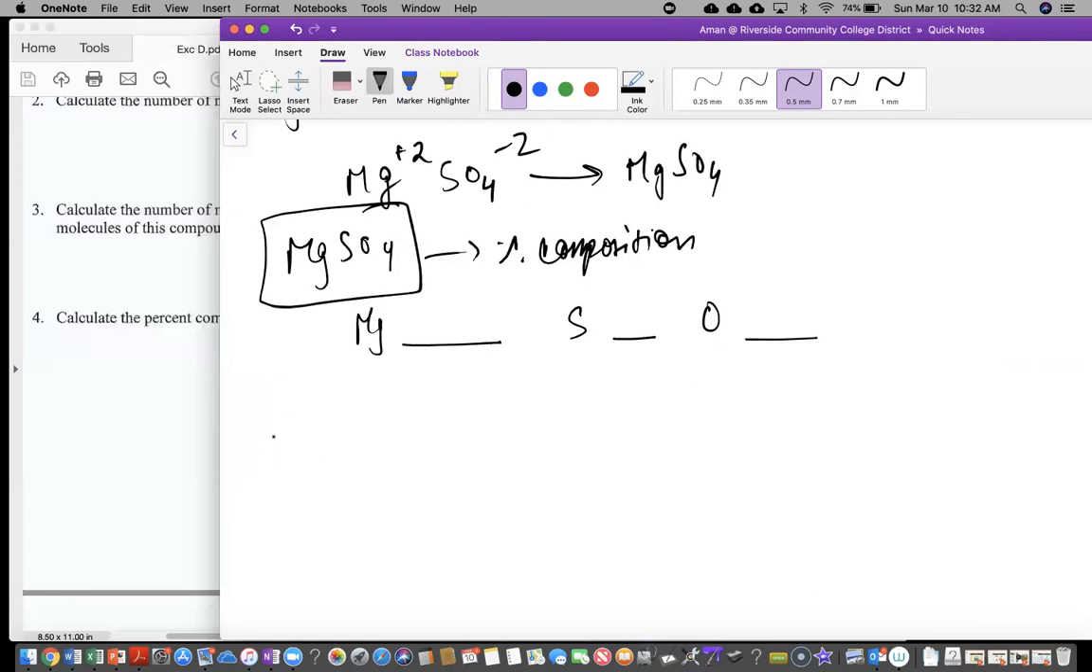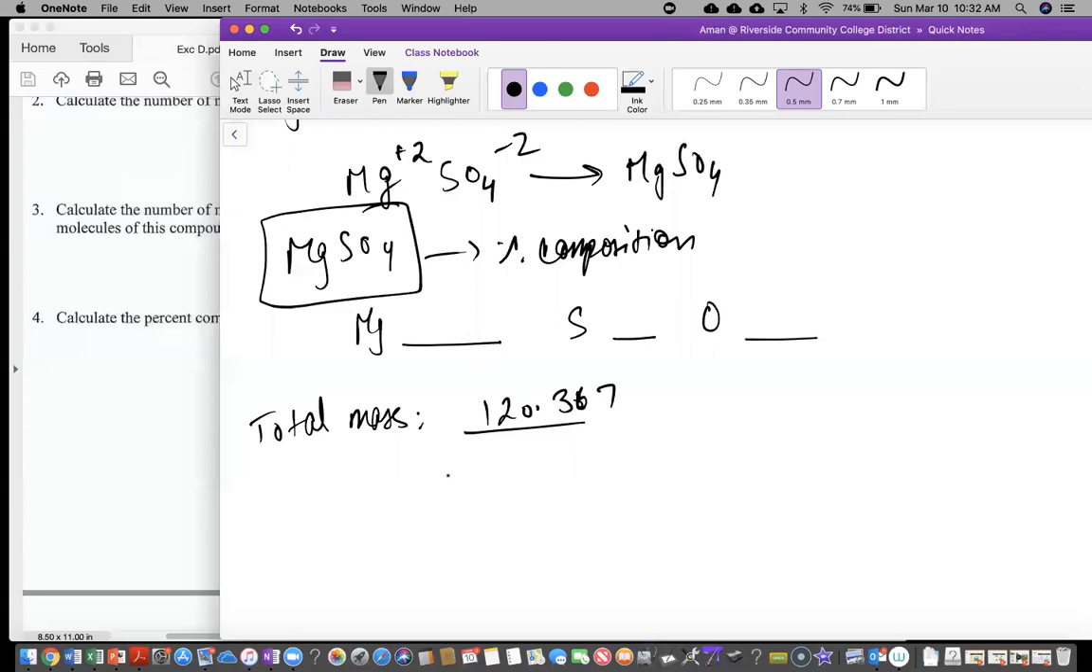So first of all, we need to know the total mass. Where do you get the total mass from? Periodic table. So it's the molar mass of MgSO4. So guys, can somebody quickly find the molar mass of MgSO4? I got 120.367. What did you get, Steven? I got 120.38. Okay, that's close. So we'll go with this number, 120.367.